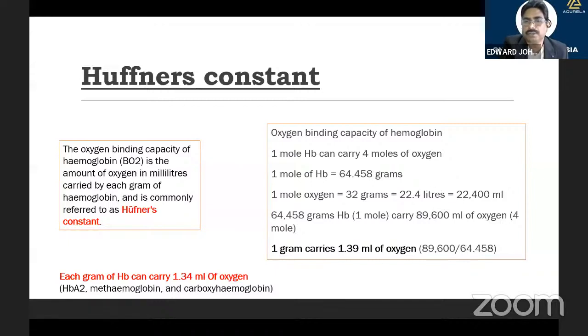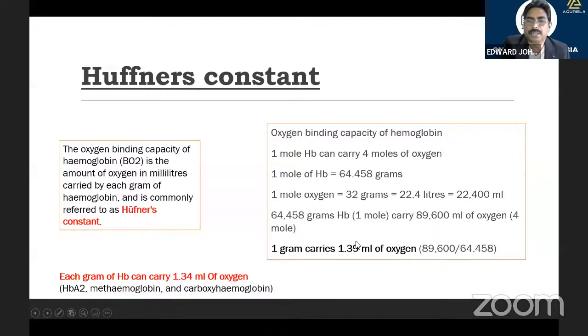Each mole of any gas occupies 22.4 liters of space. That is called Avogadro's hypothesis. Now, 4 moles are there, so 4 into 22,400 is 89,600 ml. So 64 grams carries 89,600 ml of oxygen. So you calculate that 1 gram carries 1.3 ml of oxygen.